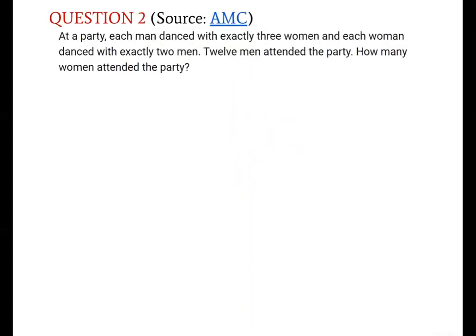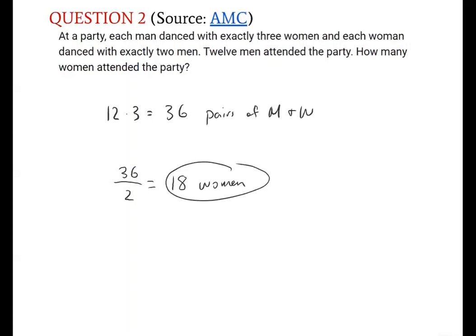Question 2. How many women attended the party? So if each man danced with 3 people, then that means there were 12 times 3, or 36 pairs of men and women together. So if each woman danced with 2 men, then that means there are 36 divided by 2, or 18 women. And that's our answer.